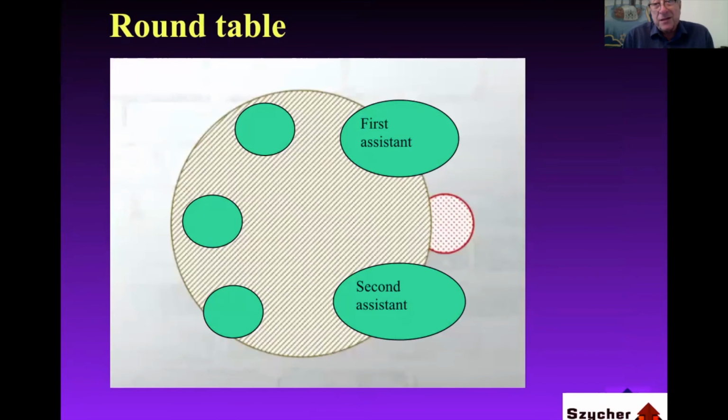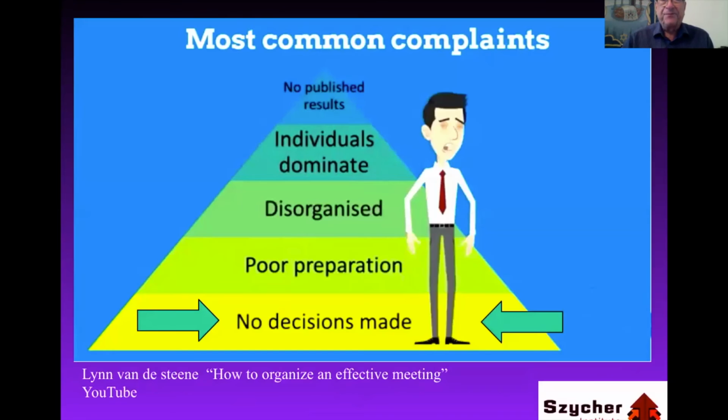And of course, the question is, what happens if you have a round table? Now, if you have a round table, it really doesn't matter where you sit, except for the fact that your first assistant should be to your right and your second assistant should be to your left.